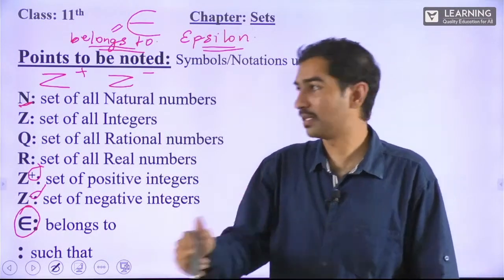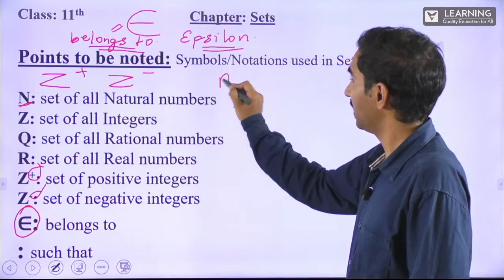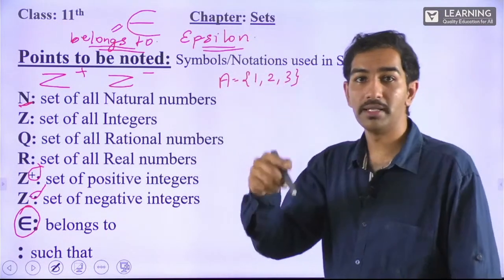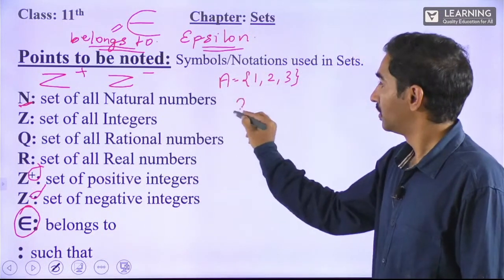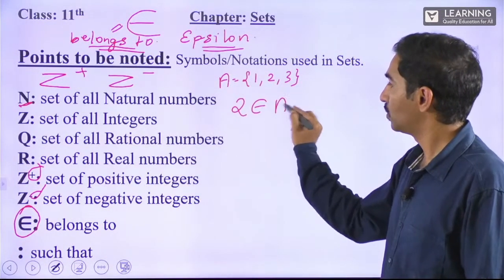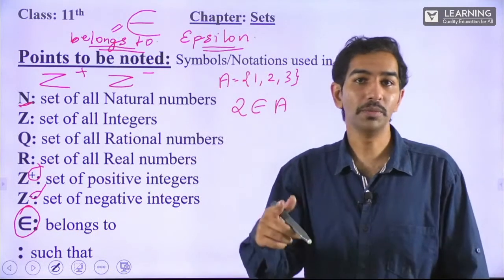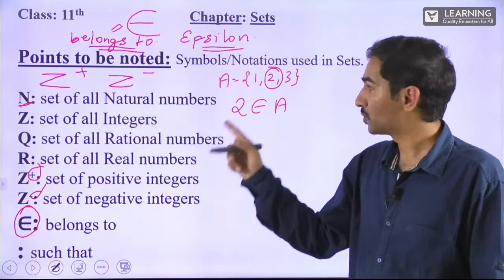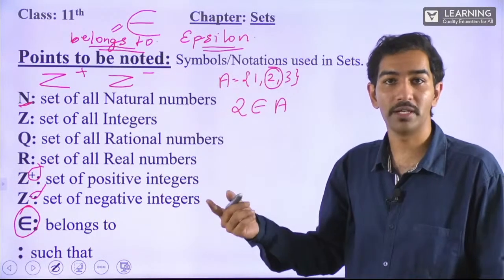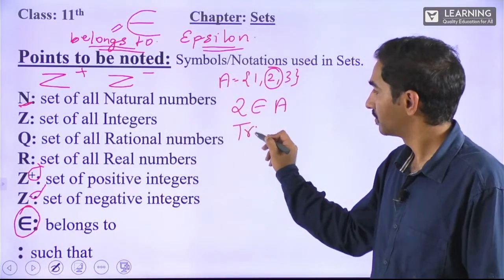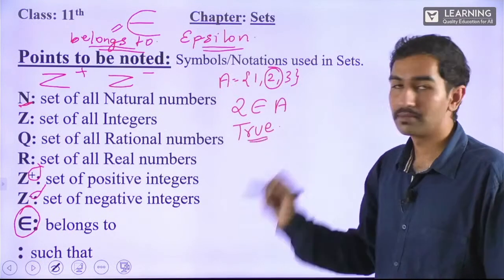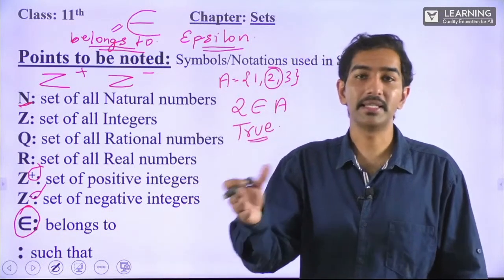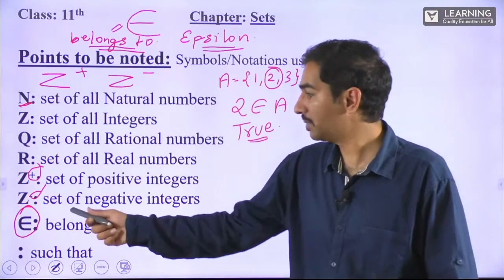For example, A is equal to {1, 2, 3}. Now the question is, 2 belongs to A, true or false? Can you find 2 in A? Yes, we can find it. So 2 belongs to A is true. Understood? Belongs to means whether that particular element is in the set or not. That is nothing but belongs to.